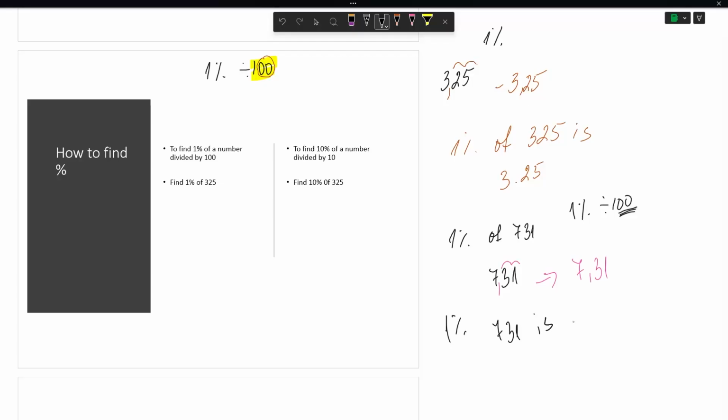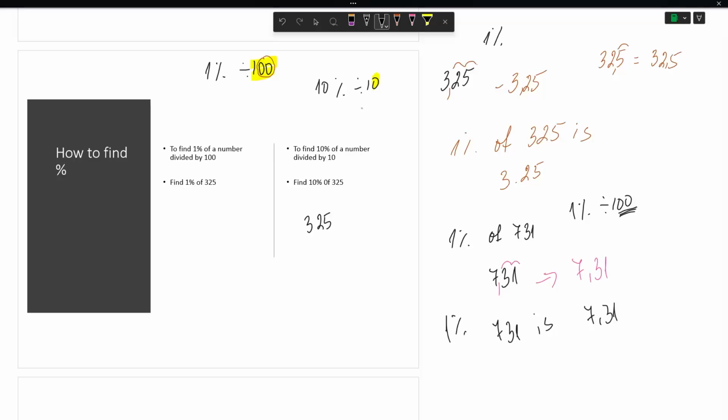Let's have a look at what happens if we need to find 10%. To find 10%, you divide by 10. We have the same number, 325. How many zeros do we have in 10? We have 1 zero. So you go back once and your answer is going to be 32.5.